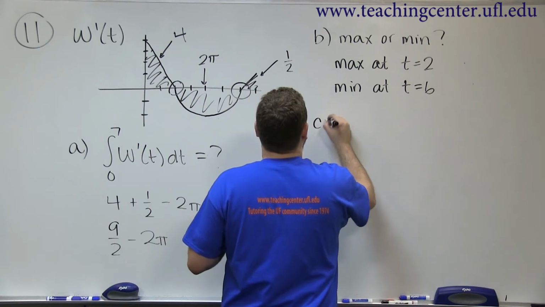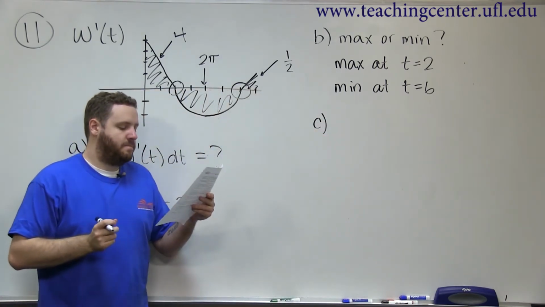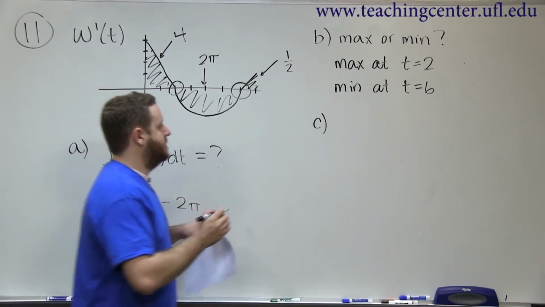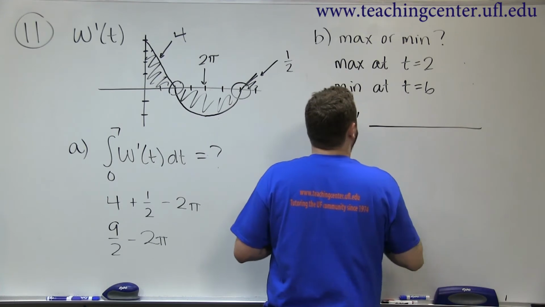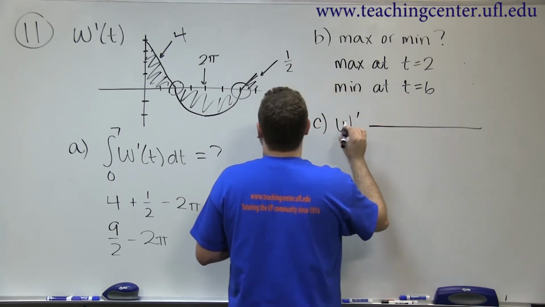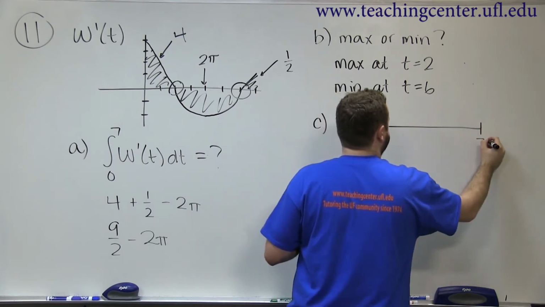So C asks us to make some sort of number line chart. So for w prime, that number line chart is going to be pretty basic. Keep in mind, these aren't really infinite things because they're only going from 0 to 7.